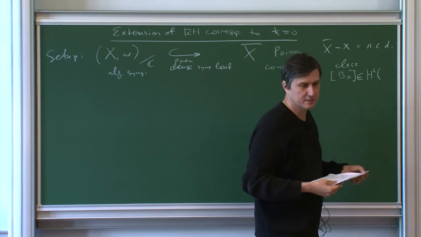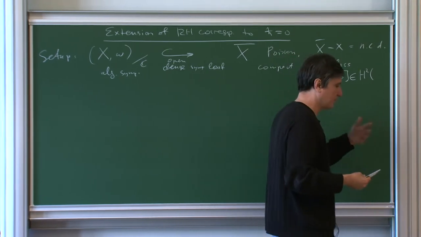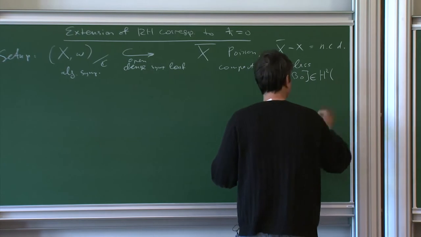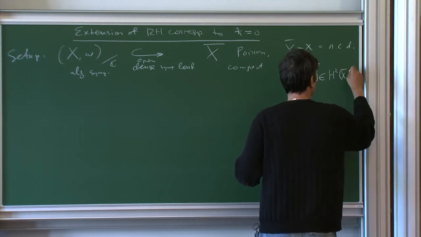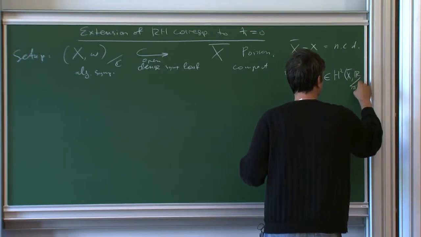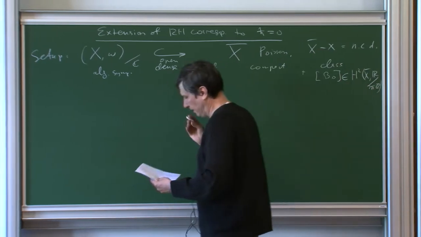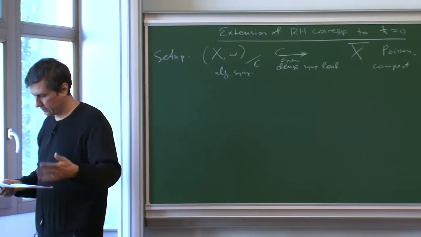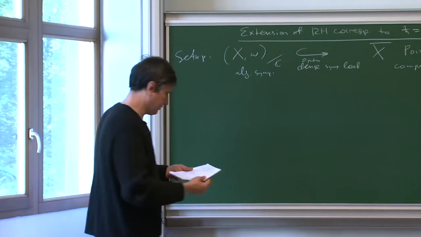It guarantees there exists some sheaf of categories. It's X bar and R mod 2 pi Z, and I have a certain twist class, which in real life is always non-zero.